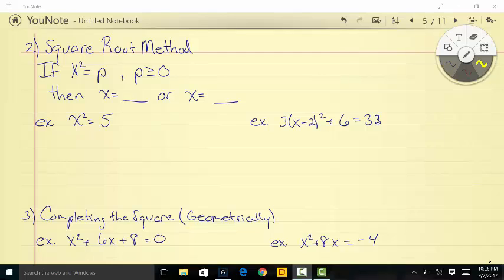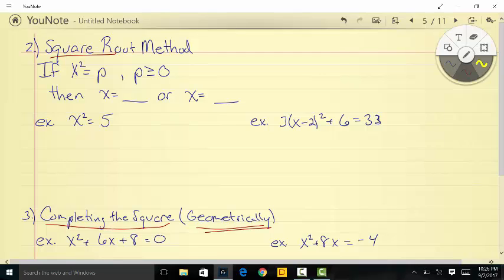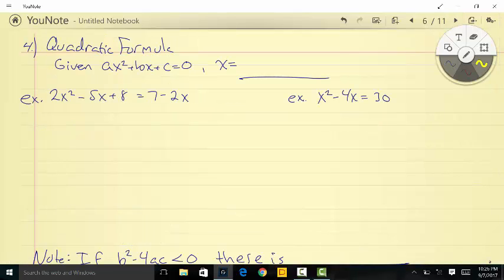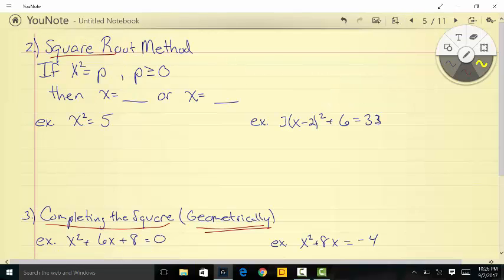Alright, in this video we're going to go over the last three methods to solve a quadratic equation, and that is going to include the square root method and the completing the square method geometrically. There's also a way of doing the completing the square method algebraically, but we're not going to cover that in this video. And then lastly, the quadratic formula.